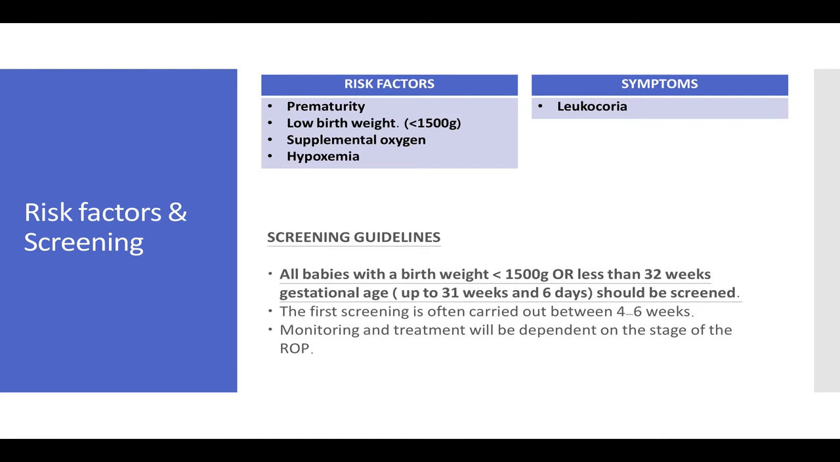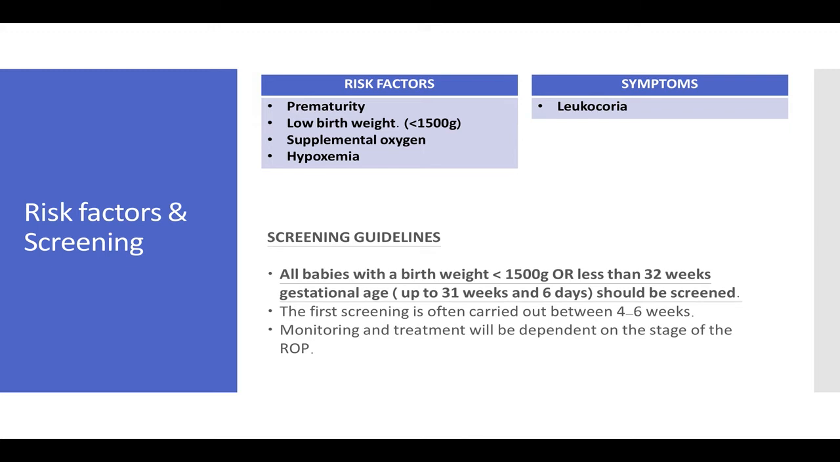Symptoms. These are often not present. However, in very severe ROP, an infant might develop leukocoria, which are white pupils. Other differentials for this include congenital cataracts or retinoblastoma. These must also be ruled out.